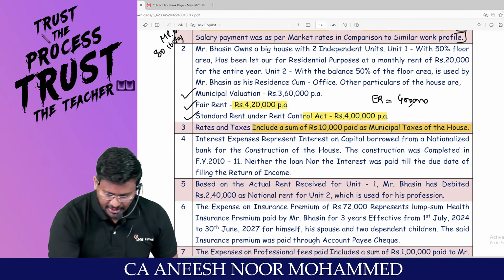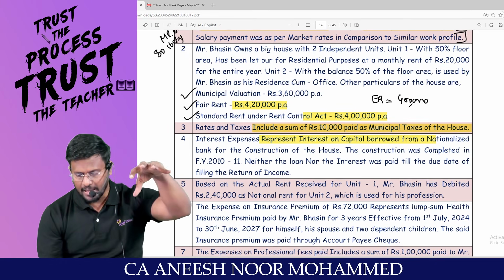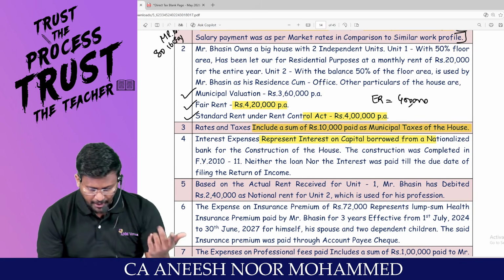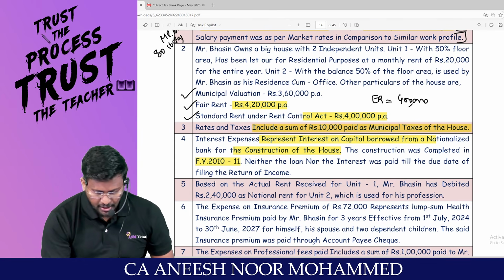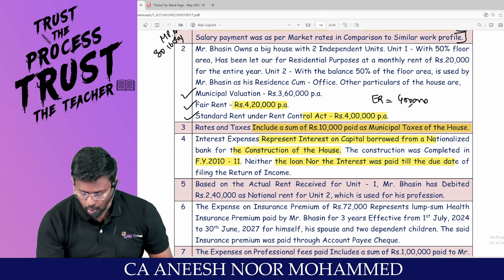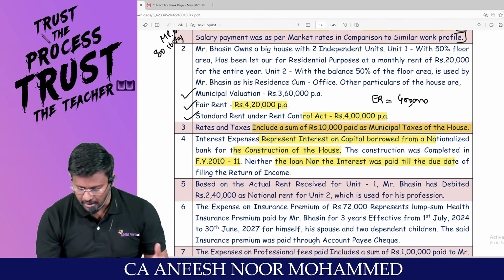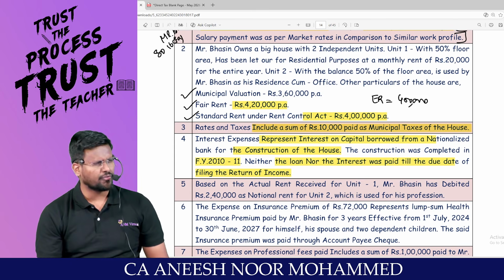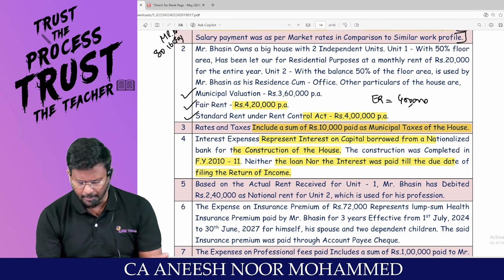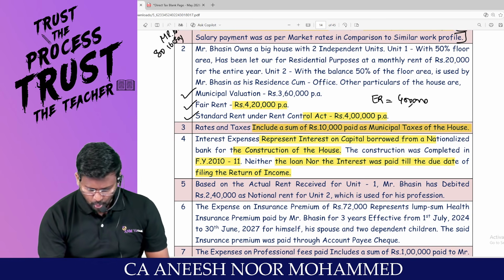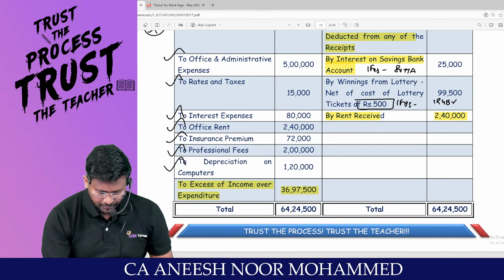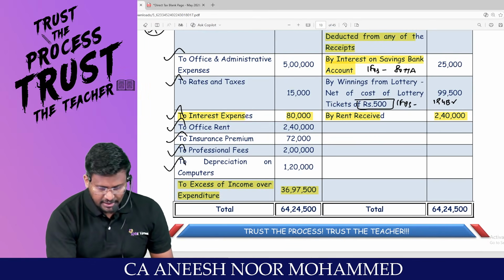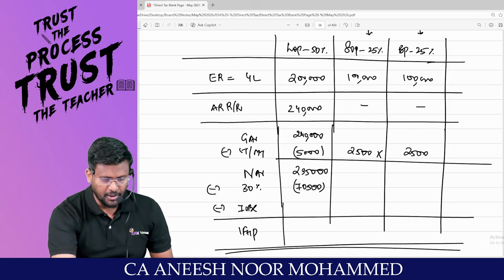Sir, interest expense represents interest on capital borrowed from a nationalized bank for construction of the house. Construction was completed in financial year 10-11. Neither the loan nor the interest was paid till the due date of filing the return of income. No problem, because under 24B it is on accrual basis. Am I right? What is the total interest? Interest expense is what? This interest is fully income from house property interest, my dear lovable students.